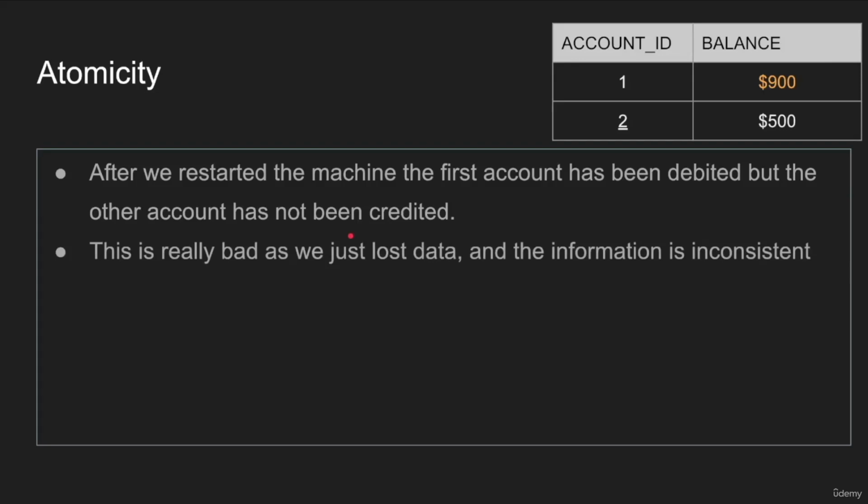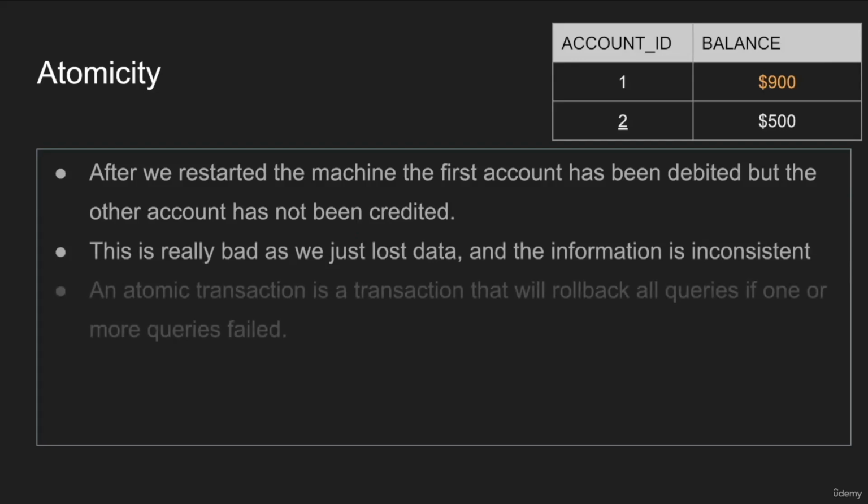This is really bad. We just lost data. The information is inconsistent. We talked about that. An atomic transaction is a transaction that will roll back all the queries if one or more queries fail. Well, in this situation, yeah, there is a failure, but it's not really our fault, because my other query didn't even execute. So the database got restarted. So how do I know to roll back? I don't know.